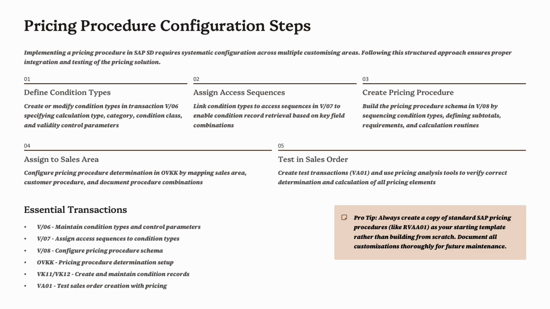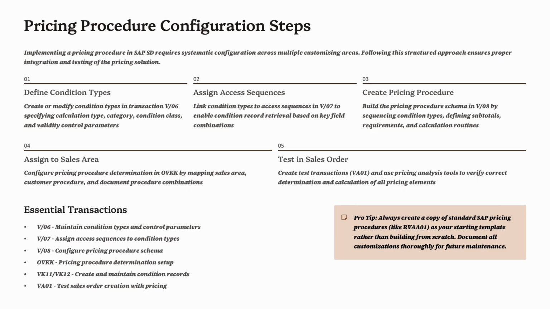5. Test in a sales order. Configuration means nothing without validation. After setup, create a sales order and check: Are condition types appearing correctly? Are discounts applied? Are subtotals calculated as expected? Is tax determined properly? Does the net value match business requirements? This testing step reveals most gaps in access sequences or requirement logic.